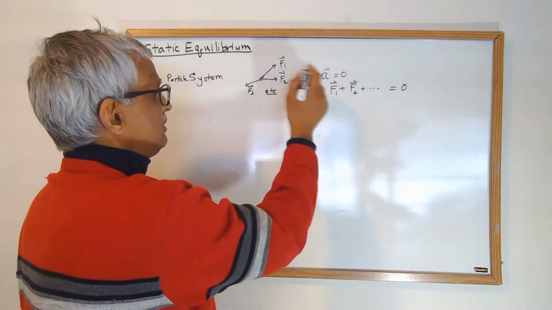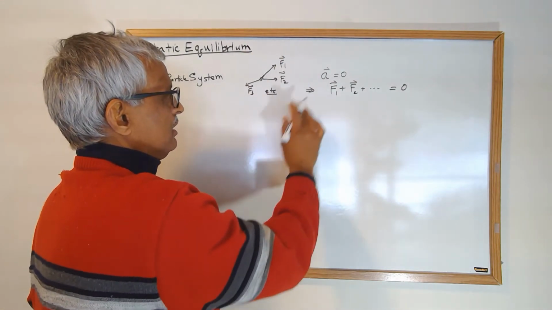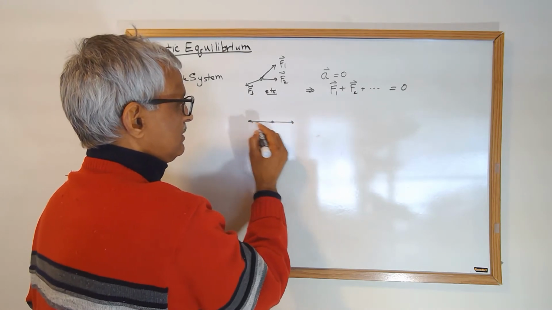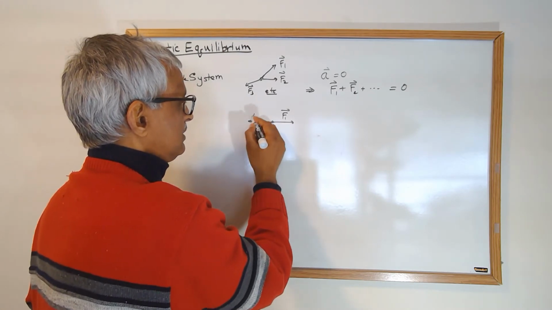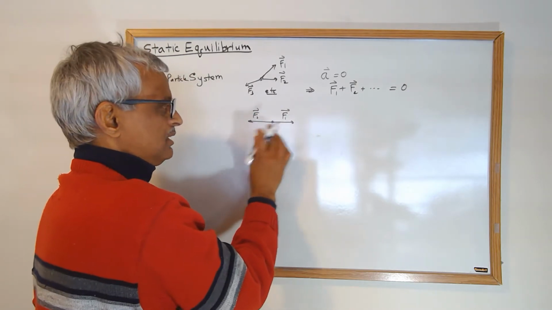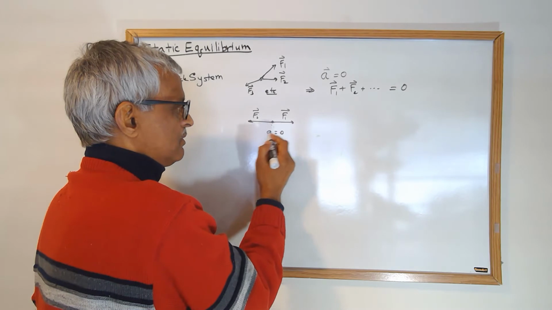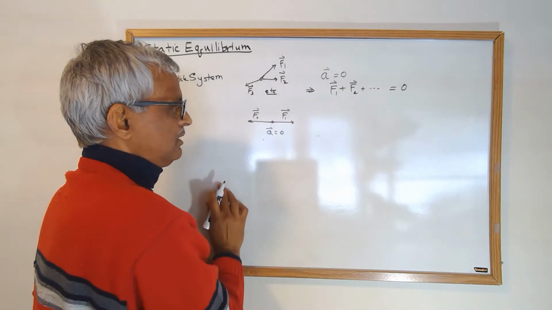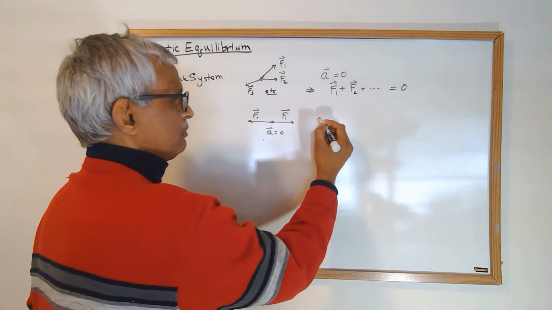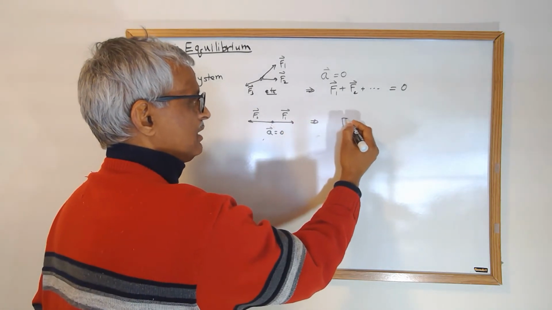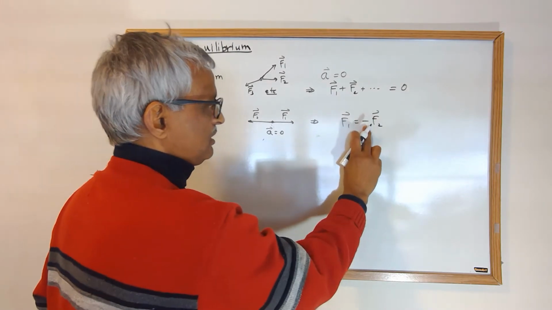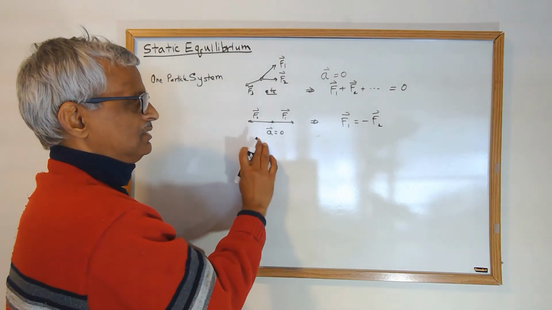So if this was happening for, say, one line, and there's some force F1 and there's only two forces, one pulling this way and one pulling that way, for this to be in equilibrium, this must balance those forces. That's what static equilibrium means. In this situation it will be F1 is minus F2, minus because it's in the opposite direction, right?